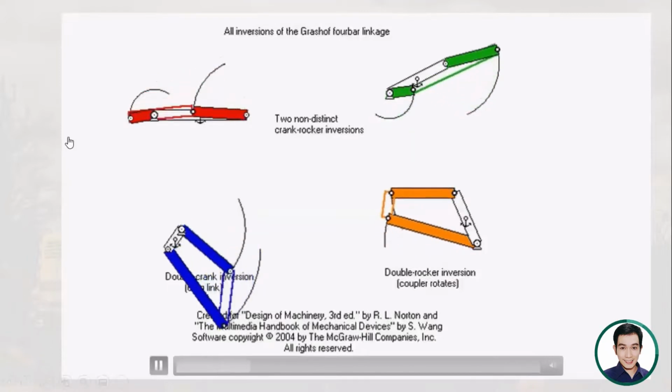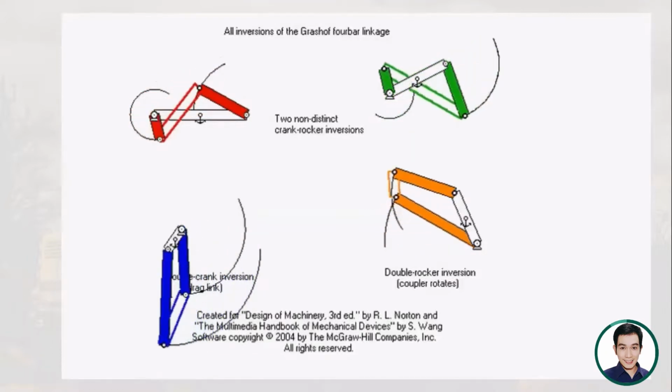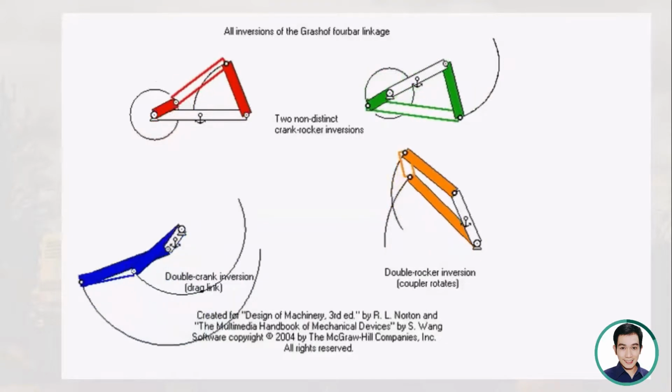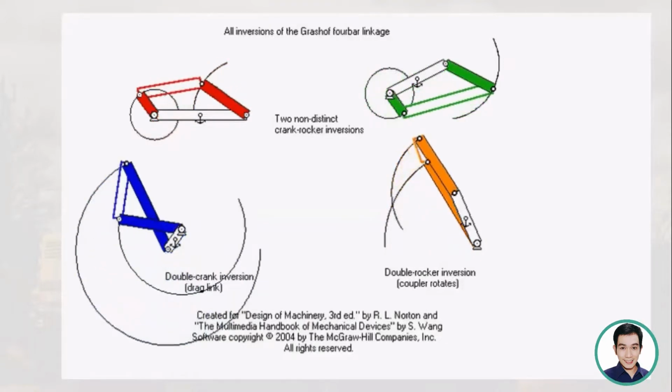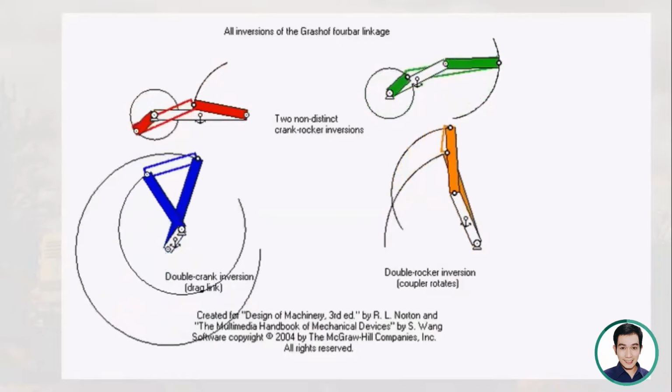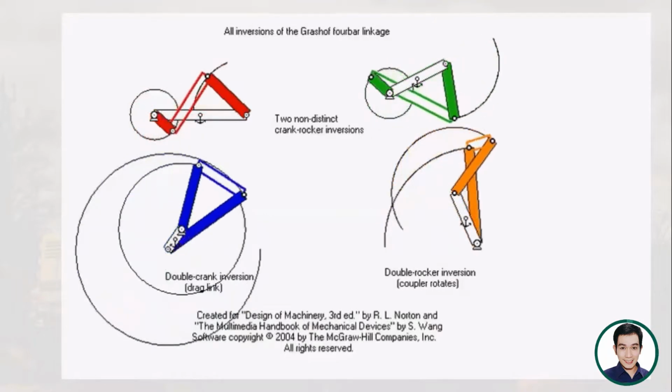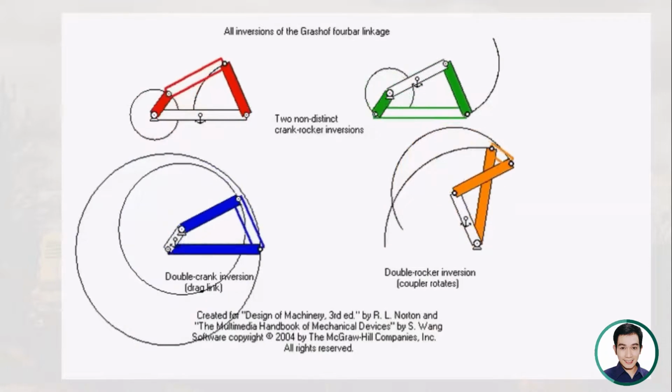So you can see here in this animation the inversions of the Grashof 4-bar linkage. You have the crank rocker inversion, which actually has two types. And then we have the drag link or the double crank inversion, wherein two links rotate when you fix the shortest link. And then you have the double rocker inversion, which is when you fix the link opposite of the shortest link, when you ground it. So we can get the coupler as the one that will rotate.